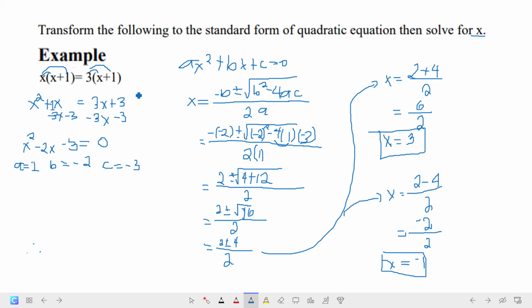And the solutions of this given transformable equation are 3 and negative 1. So these are the numbers that will satisfy the equation. If we substitute 3 here, plus 1, it will be equal when we perform it. Okay, let's try. Let's do the checking. So 3 plus 1 is 4. 4 times 3 is 12. Let's see. So 3 plus 1 is 4. 4 times 3 is also 12.